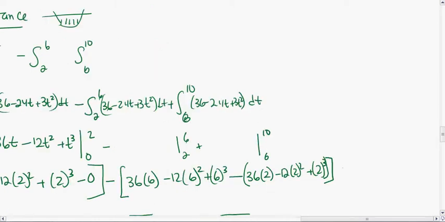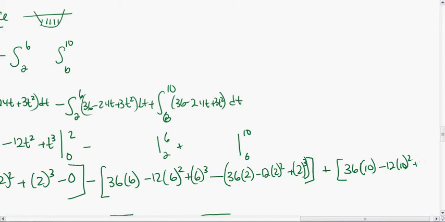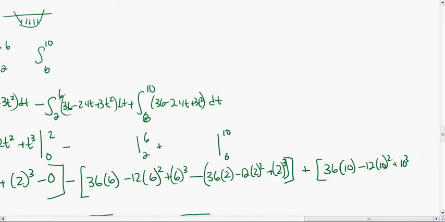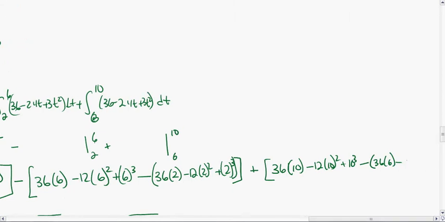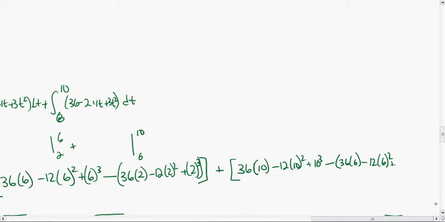And then to that I'm going to add 36 times 10 minus 12 times 10 squared plus 10 cubed. There's the upper limit. Now I'm plugging in the lower limit, 6. So I have to subtract this one. So subtract 36 times 6 minus 12 times 6 squared plus 6 cubed.